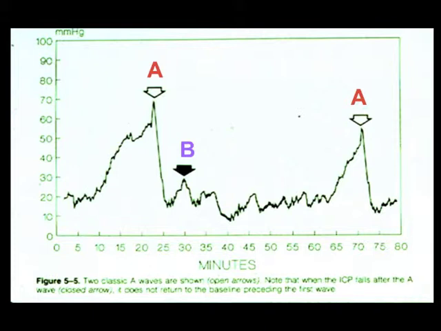But the seminal observations were made that you have these A waves, and they're defined as longer ICP elevations with a higher amplitude, so greater than 10 minutes, generally well over 20 millimeters of mercury. And then the same patients get the same physiology in a miniature version, and those are called B waves. So these are briefer, generally 2 to 5 minutes, and the amplitude of the elevation itself is less than 10 millimeters of mercury.